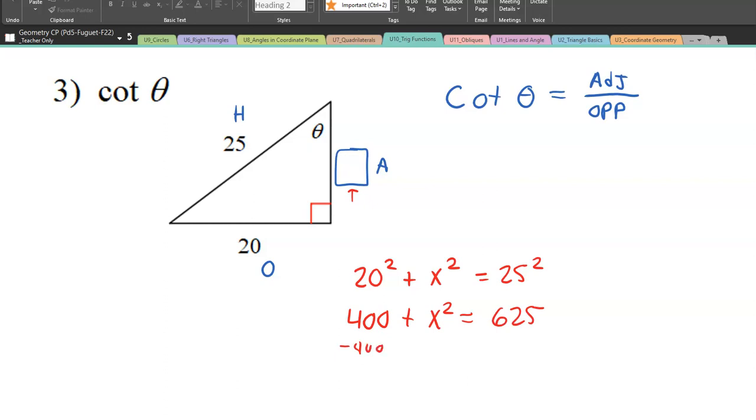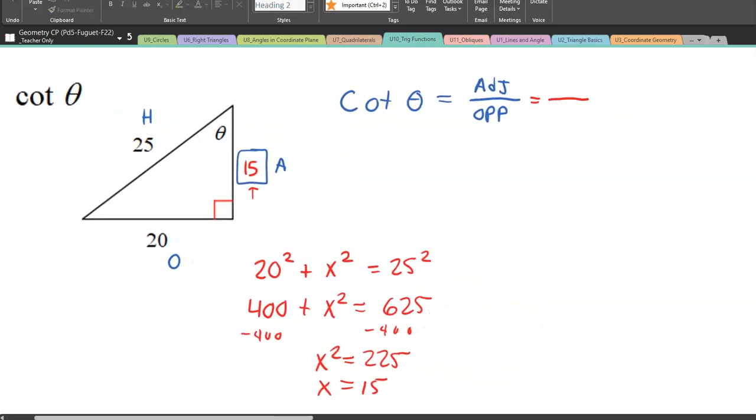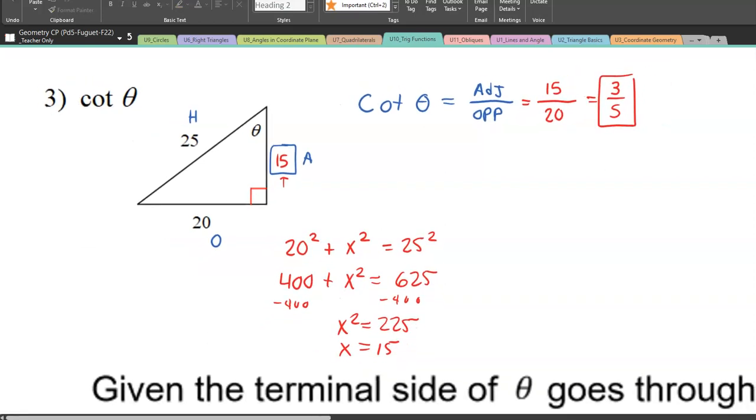Subtract 400 from both sides. X squared is going to be equal to 225. And upon taking the square root of 225, we're going to get an x value here of 15. So now we know our adjacent side is going to be 15, which now will allow me to set up the cotangent ratio the way that I want. So my adjacent, once again, is 15. My opposite is going to be 20. And upon simplifying, they both go into 5. So this is going to be 3 over 5. My pen got angry there. 3 over 5. And that's going to be our final answer for the cotangent ratio.